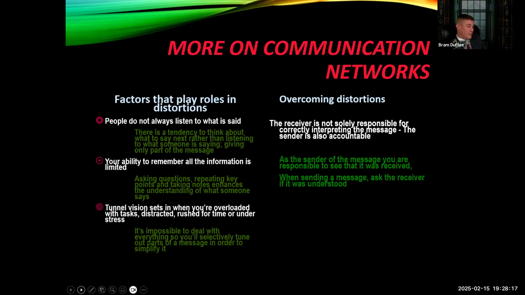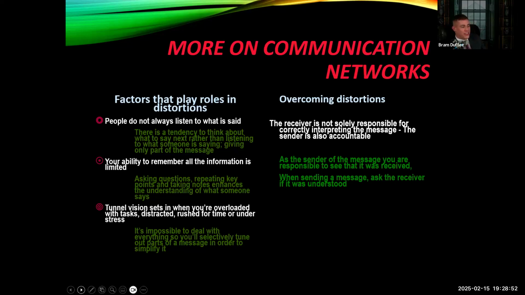And then there's tunnel vision. Tunnel vision is a phenomenon that often kicks in when you're under pressure, when you're overwhelmed with tasks and juggling deadlines or dealing with stress. It becomes almost impossible to process every aspect of a message. So instead, your brain selectively tunes out parts, and that helps to simplify what you're hearing. This can help you cope in the moment. At the same time, it can risk excluding critical details.